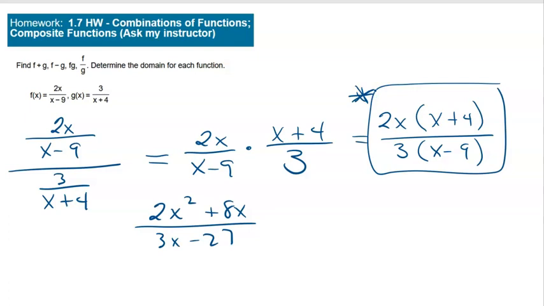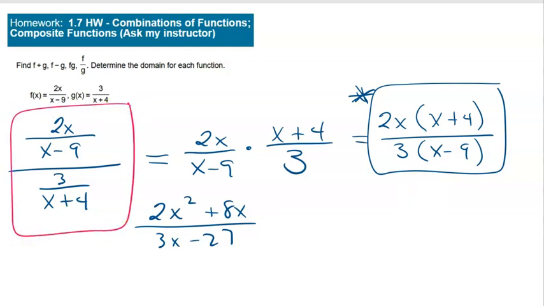Now, what about domain? Okay, so remember, denominators can't be 0. Now look, you have lots of denominators going on, right? When you look at it before you simplify. Don't look over here, y'all, at this simplified one. Go back to right here before you simplify.